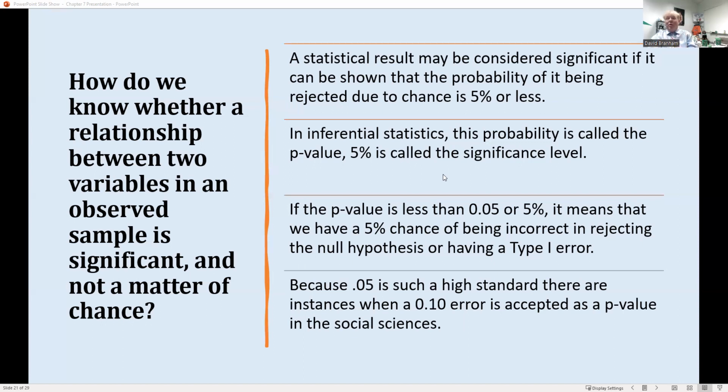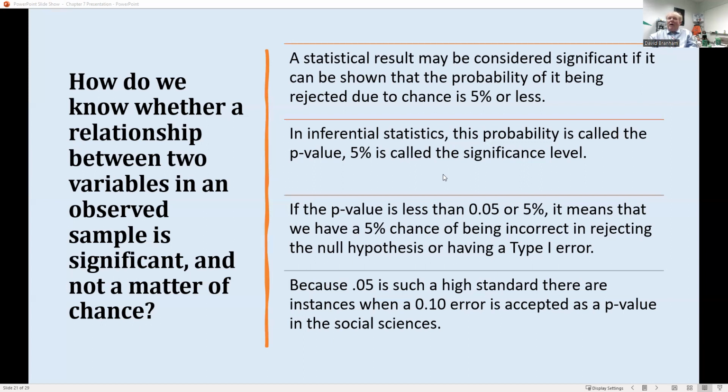Now, we don't have a lot of type 1 error because it only happens 1 in 20 times, because it's less than 5% chance. Because 0.05 is such a high standard, there are times when 0.10 is actually accepted as a p-value in social sciences. Most of the time that occurs when the sample size is low, less than 1,000. If you have a small sample, it's harder to get statistical significance. So sometimes you just say, okay, I'm going to make it at 0.1 if the journal allows you to do that, and lots of journals allow you to do that.